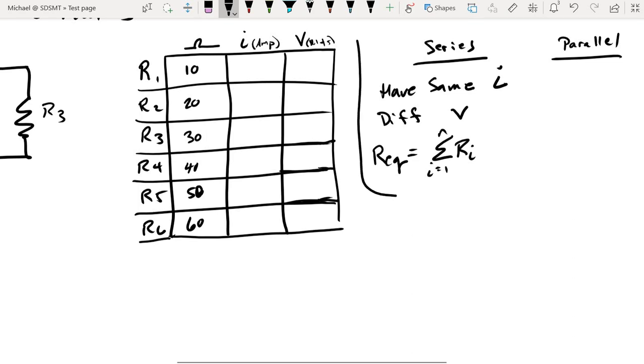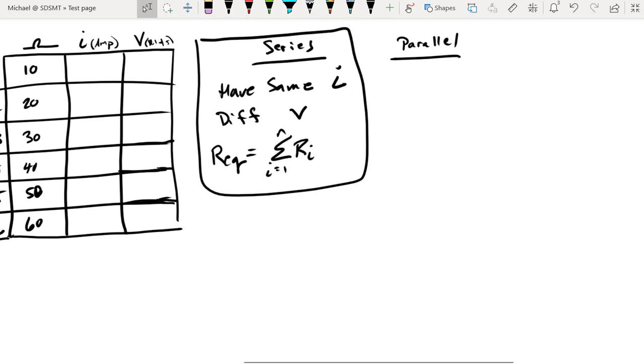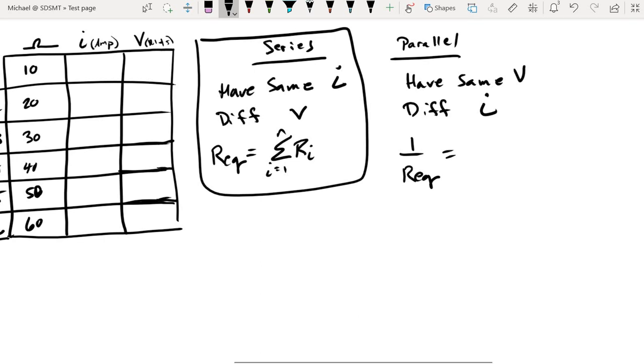And this information was covered in a previous video. So if you haven't watched that, go back and watch it. The parallel resistors have the same potential. They have different current. And we find the equivalent resistance by taking the inverse summation of all of the resistors. And then we have to remember that what we're getting as a result of that summation is the inverse value of the equivalent resistance.